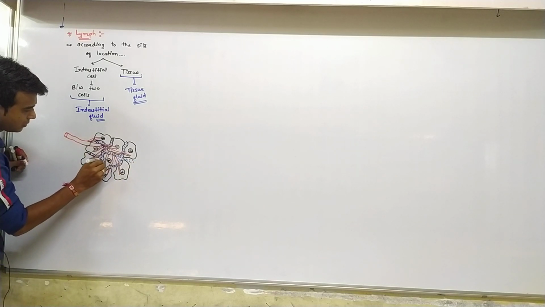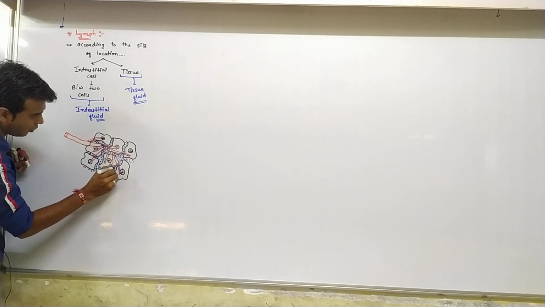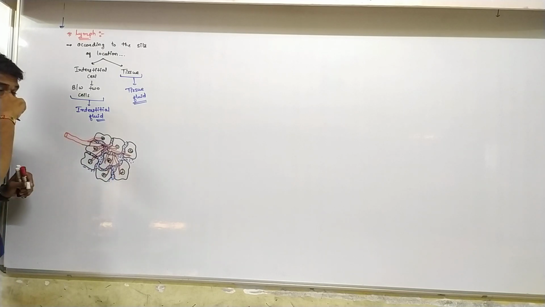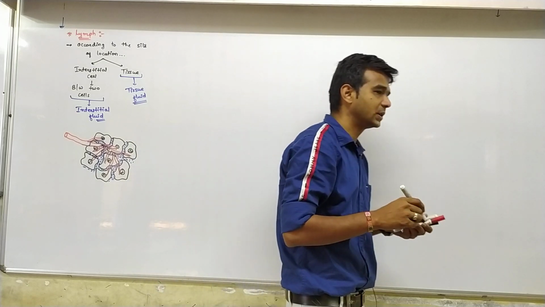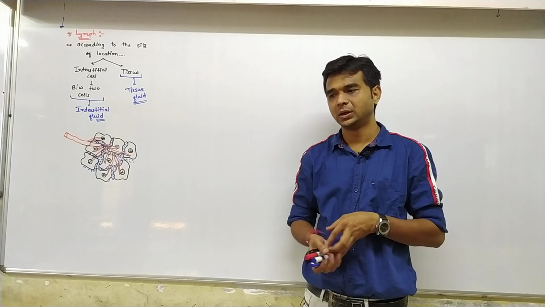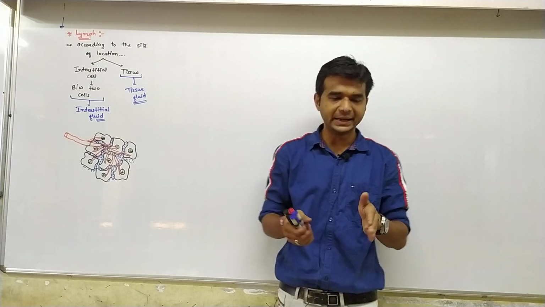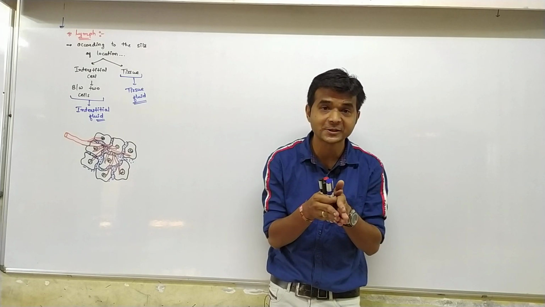Okay, now my question is, can all the cells obtain all the components from the blood? No. Through the capillary, the components are supplied to each and every cell, but actually the blood is secreted between the two cells' space.